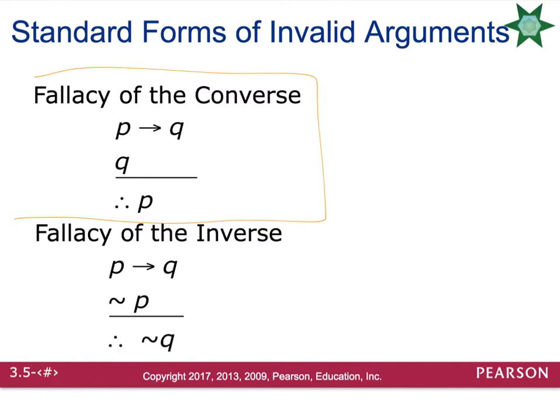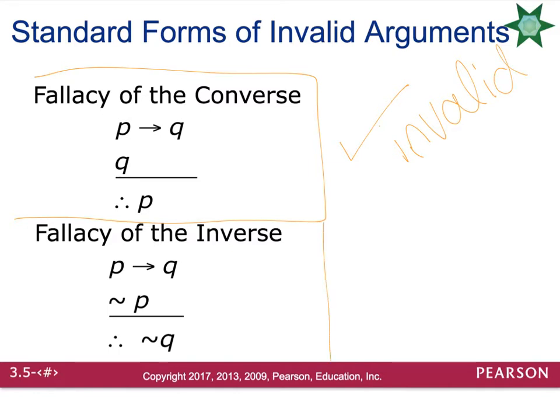What they're saying here is that this does not necessarily implicate this. So maybe you have lots of money on you, but maybe it's not yours. Maybe you're holding your boss's money. So if you're ever in this form, this is the fallacy of the converse. This is always invalid. If you did a truth table, it would not be a tautology.